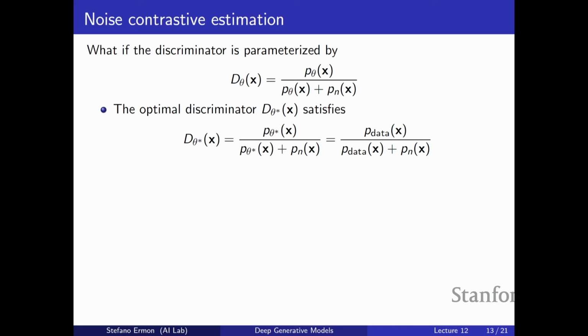Then we're going to parameterize p theta using an energy-based model. But that's the key idea: instead of using an arbitrary neural network as the discriminator, as you would do in a GAN, we're defining a discriminator in terms of another generative model.